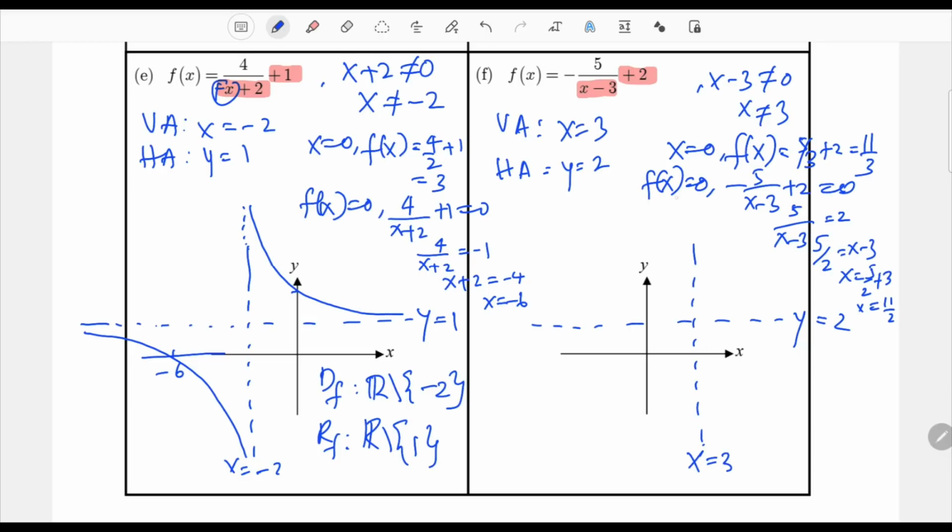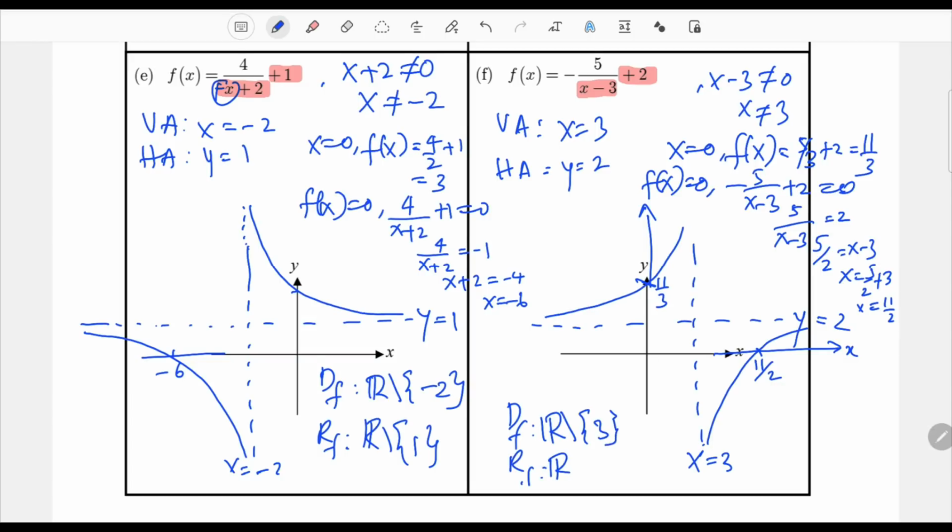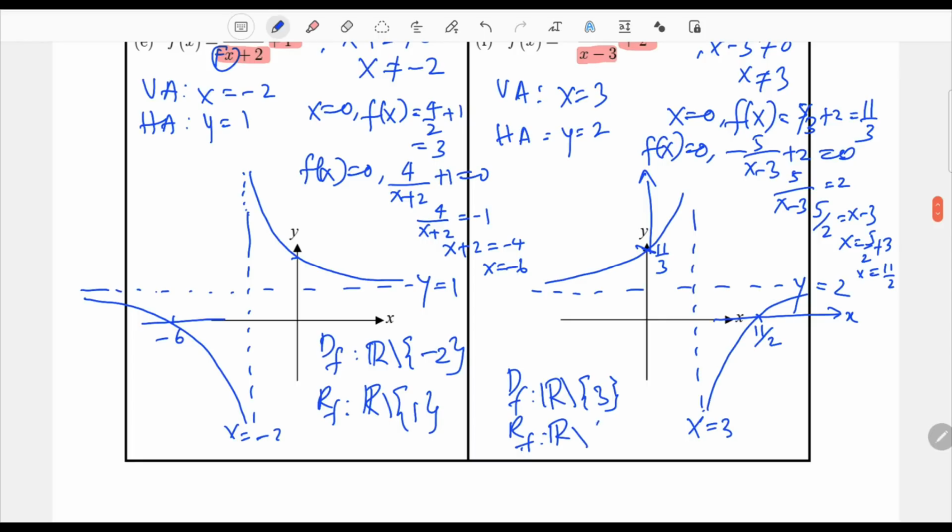Alright, so you have a negative sign there. So the curve will look something like this. So prolong the x-axis and the y-axis. So this will be your 11 over 3. And this is your 11 over 2. So domain of f, real number except 3. Range of f, real number except 2. Done.